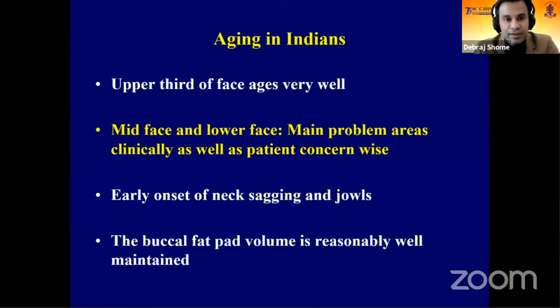But essentially, the tenets of the paper are as follows: the upper third of the face ages very well in Indians, possibly because we have a thicker dermis, possibly also because melanin in our skin is protective against aging. It's mainly the mid face, the lower face, and the neck which are problem areas. And the buccal fat pads are reasonably well maintained.